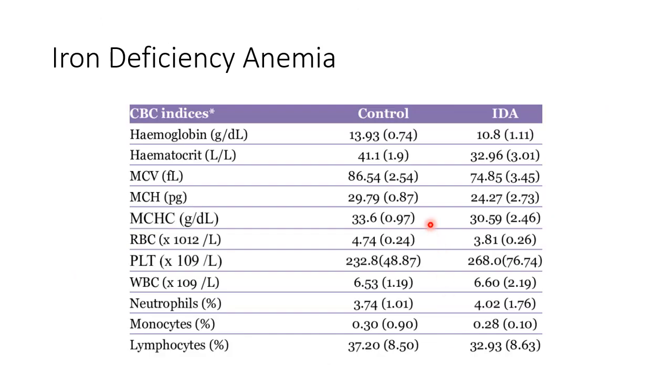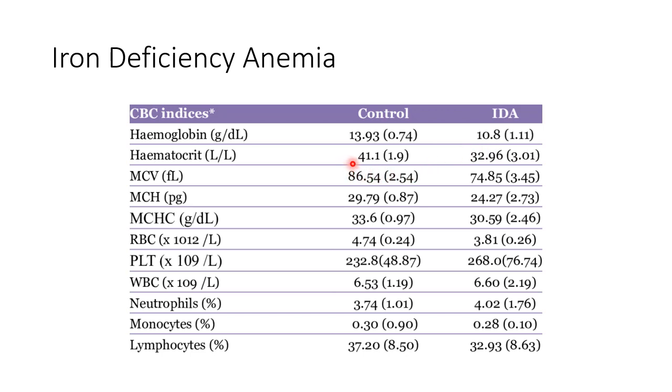So here is the blood picture of a patient with iron deficiency anemia. Remember that in iron deficiency anemia, there will be decreased hemoglobin synthesis. So you will see that here. For the normal individual, the hemoglobin is 14, and for this patient it is only 10.8 or 11.